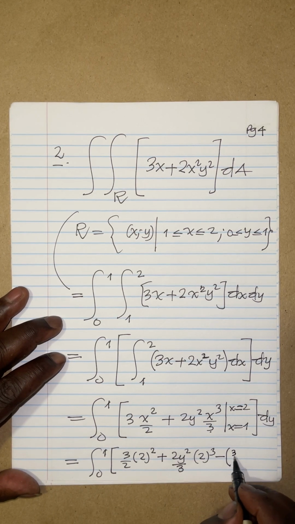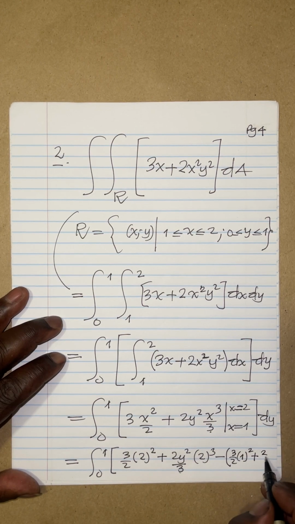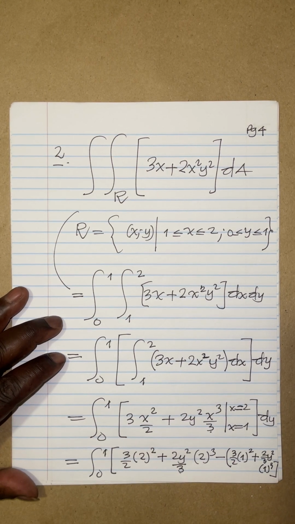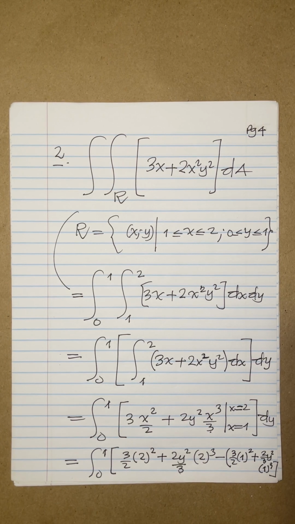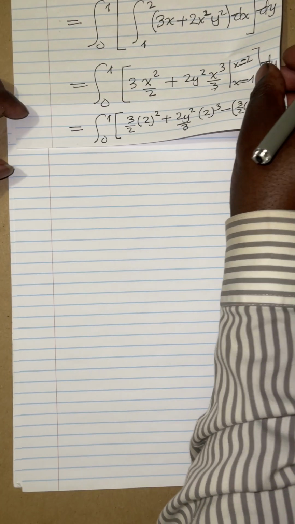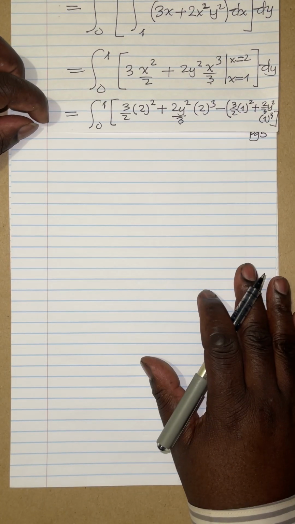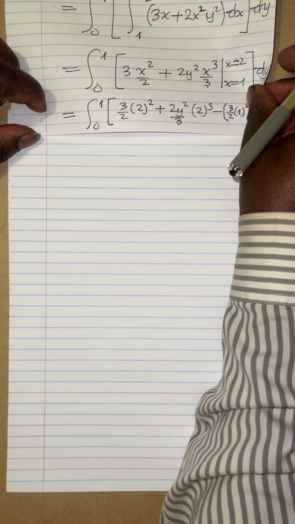So 3 over 2, and then I must have 1 there, and I have to square it, and then plus 2 over 3 y squared, and then I have to say 1 cubed. Let me close the bracket there. I'm done with simple substitution. Let's now clean up, taking us to page 5. Right, here is our page 5. Now let's do the cleaning up here.